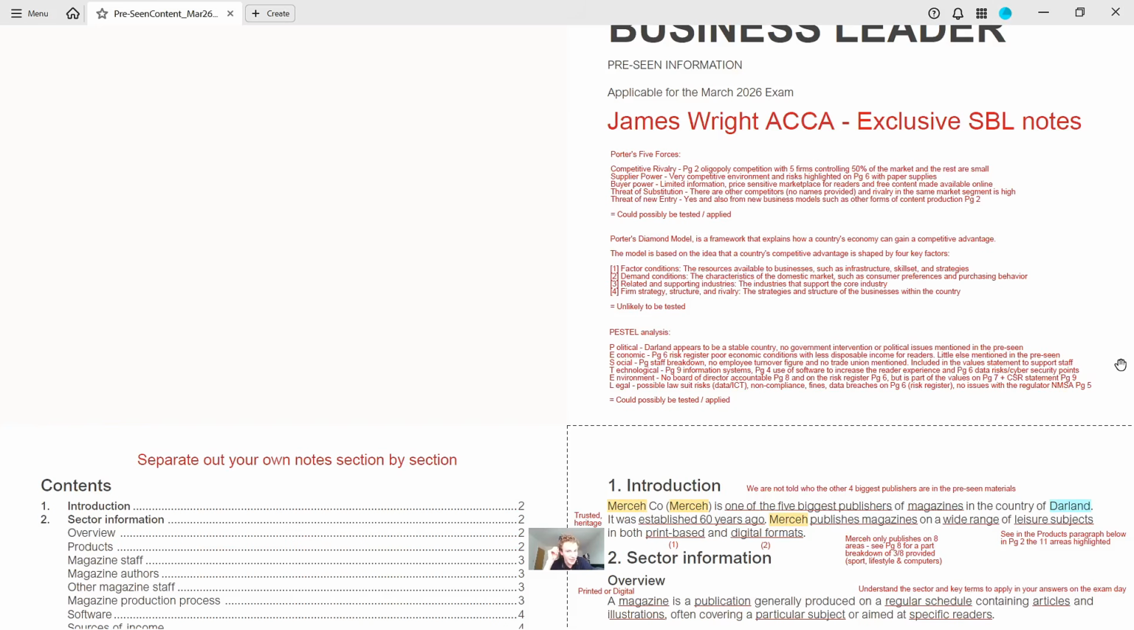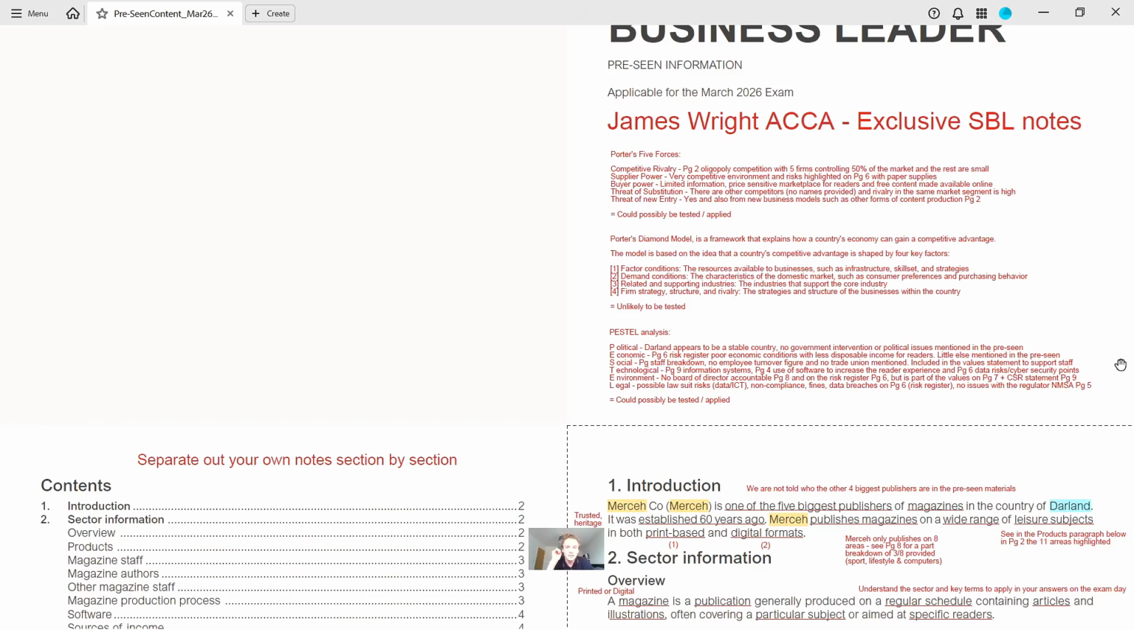On the flip side of that, PESTEL analysis definitely could be tested and applied. Political issues, that Darland appears to be a stable country, no government intervention or political issues actually mentioned in the pre-seen. From an economic point of view, on the risk register, we're told that there is poor economic conditions with less disposable income for readers. Little else was mentioned in the pre-seen, so could be given in an exhibit or scenario.